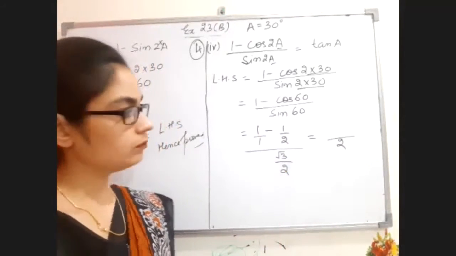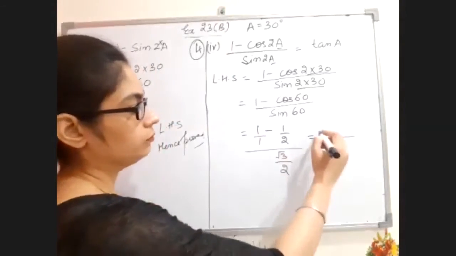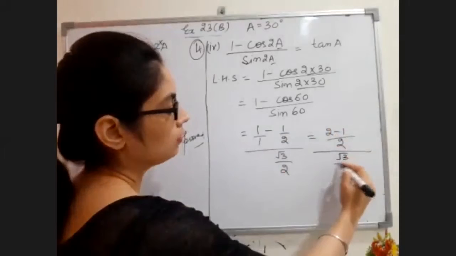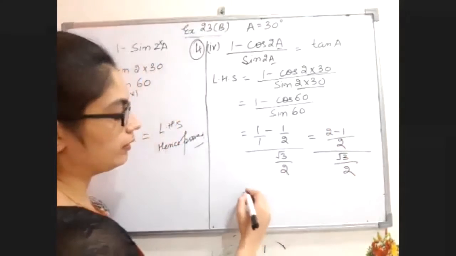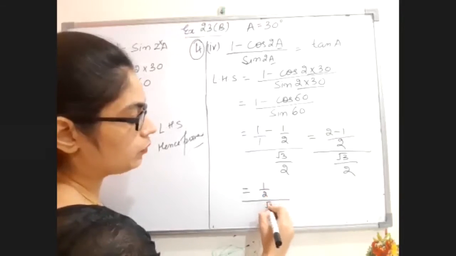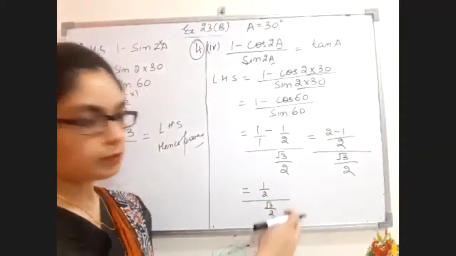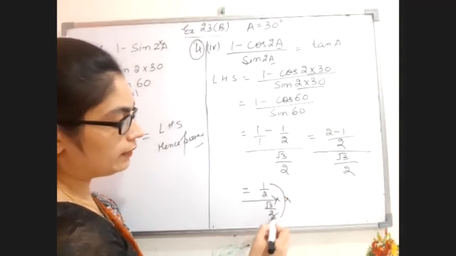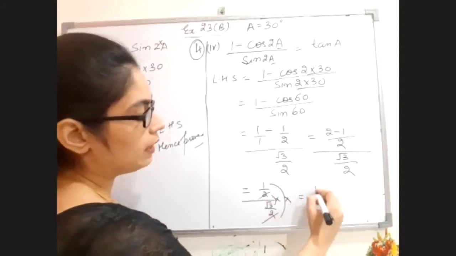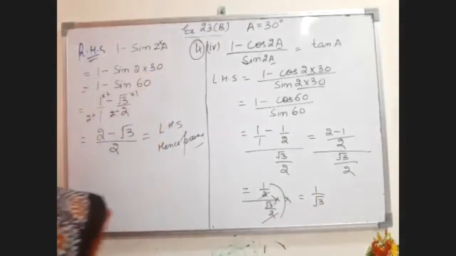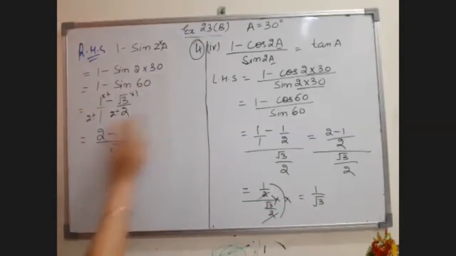Ma'am, 1, 1, 1. Yes, so it will become like 2 minus 1. Please write it directly, ma'am. No problem, okay, I'll write. So it will be 1 by 2 by root 3 by 2. So two fractions are getting divided. The 2 and 2 will get cancelled. So I will be left with 1 by root 3. So let's solve now.